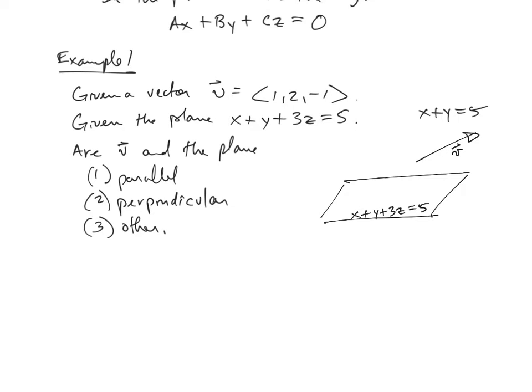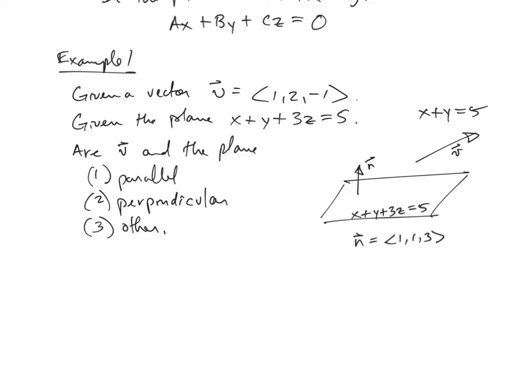Well, how can we tell if v is parallel to that plane or if it's perpendicular? One way, really the simplest and easiest way, is because we have the equation for this plane, we right away know that we have a vector normal to the plane, right? Our vector normal to this plane is going to be equal to 1, 1, 3, the coefficients of x, y, and z in our plane equation.